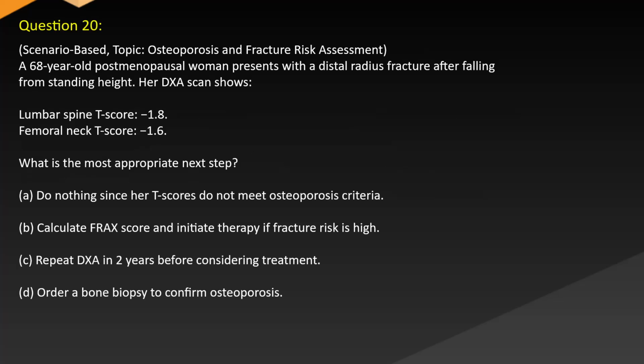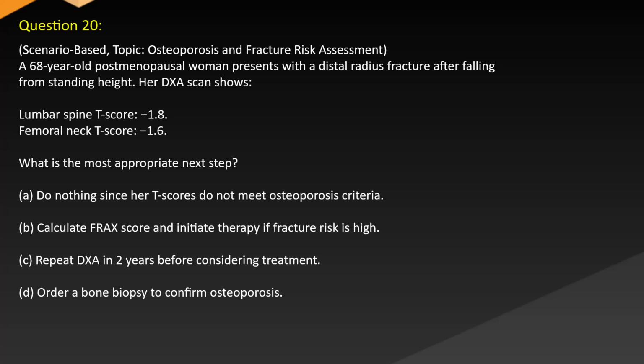Question 20. Scenario-based. Topic: osteoporosis and fracture risk assessment. A 68-year-old postmenopausal woman presents with a distal radius fracture after falling from standing height. Her DSA scan shows lumbar spine T-score, negative 1.8. Femoral neck T-score, negative 1.6. What is the most appropriate next step?